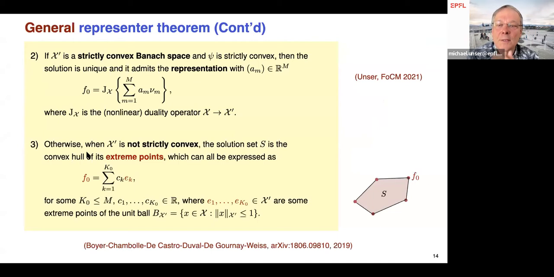And now the third case is super interesting, because if X prime is not strictly convex, in this case the solution is not unique, but it will have extreme points. And now we can show that the extreme points of the solution set, which are those points on the boundary here, can all be a linear combination of a small set of atoms. And now these atoms here are extreme points of the unit ball in the given Banach space.